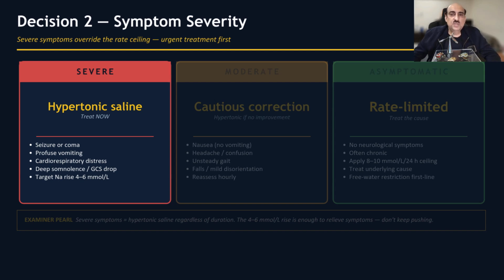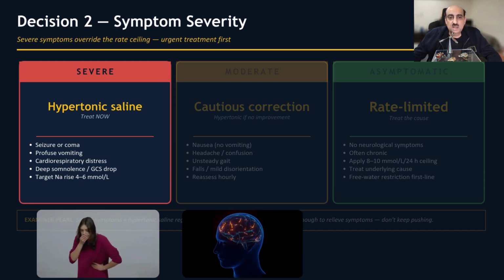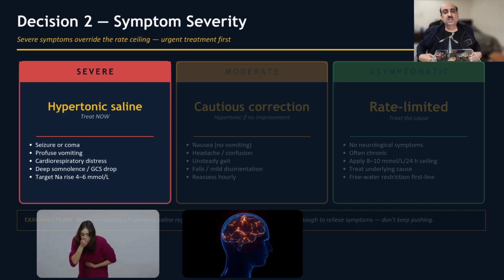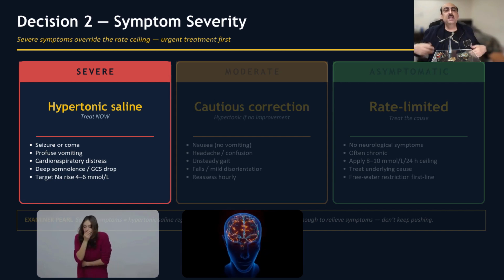Decision number 2, symptom severity. 3 categories with 3 different responses required: severe symptoms, moderate symptoms, and asymptomatic patients. In severe symptoms, like seizures, coma, obtunded GCS, profuse vomiting, and cardiorespiratory distress, this is a medical emergency, and you have to protect the brain, assuming that it's causing neurological problems. So this is a medical emergency.